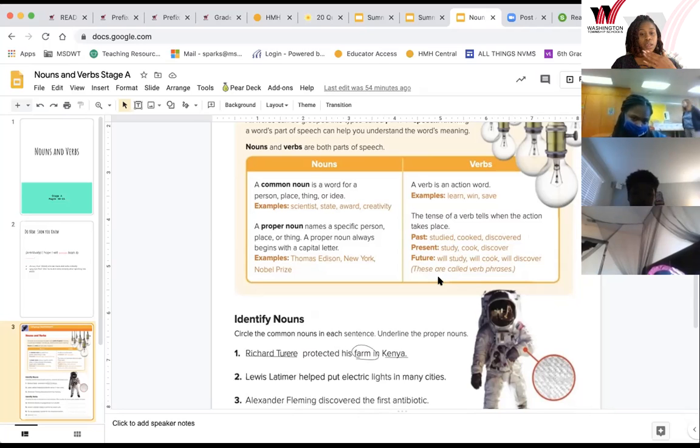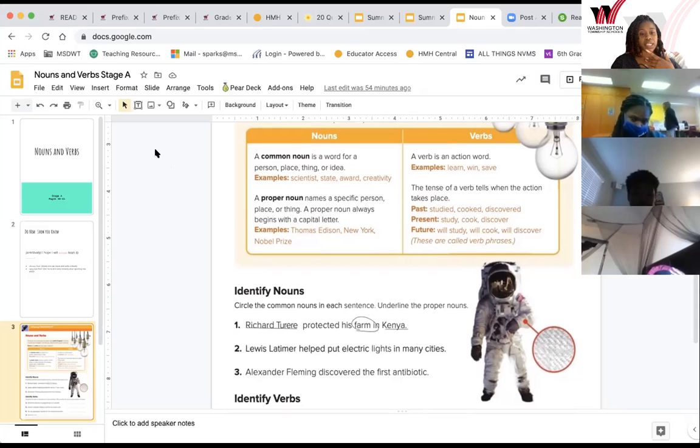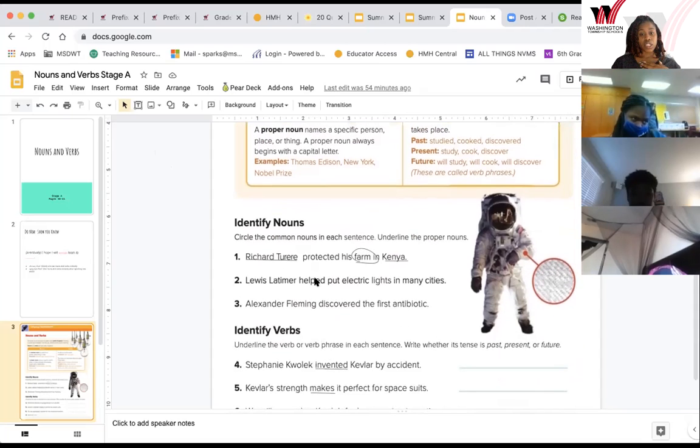Okay. So let's go ahead and go over these examples. You guys are just gonna tell me what you did since you guys finished it. So number one, I already did. The activity is circle the common nouns in each sentence. Underline the proper noun. So I underlined Richard Terrari and Kenya. Do you guys agree that those are both proper nouns?